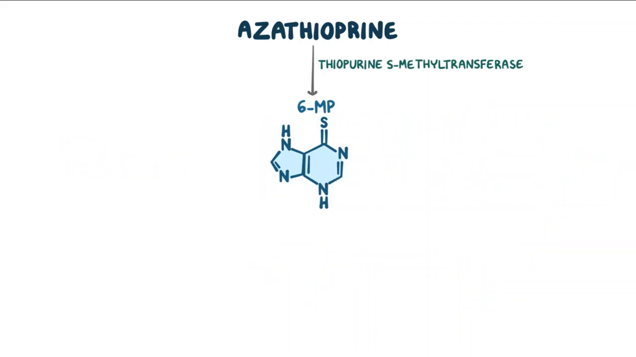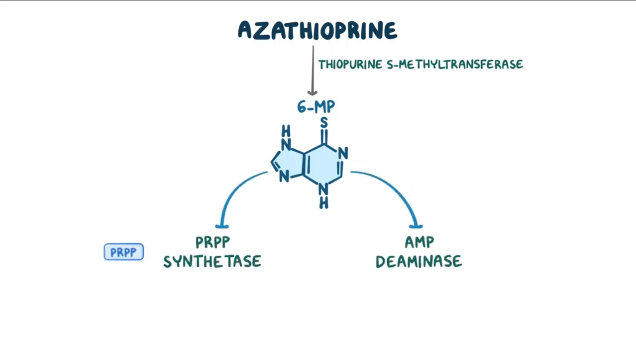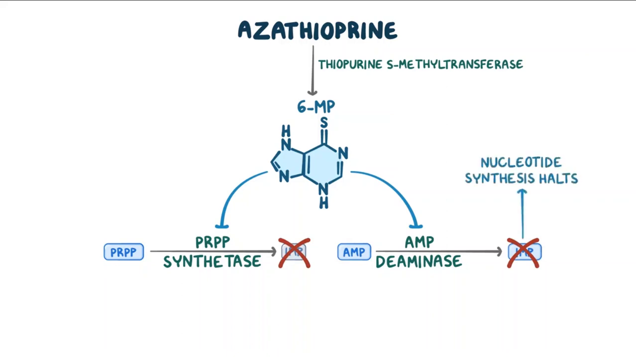Also, active metabolites of 6-MP inhibit two important enzymes in the purine synthesis, PRPP synthetase and AMP deaminase. PRPP synthetase converts PRPP to IMP, and AMP deaminase converts AMP to IMP, and so the end result is the decreased production of IMP, which, remember, is the generic purine, and thus nucleotide synthesis comes to a halt.